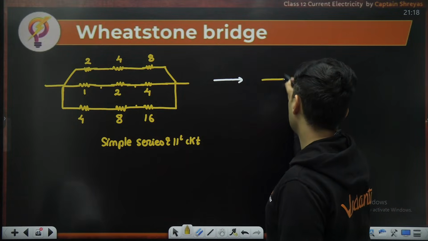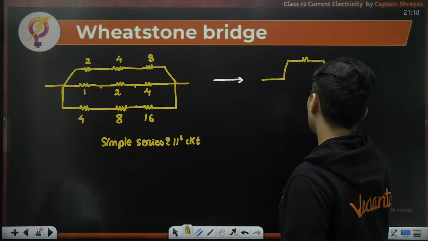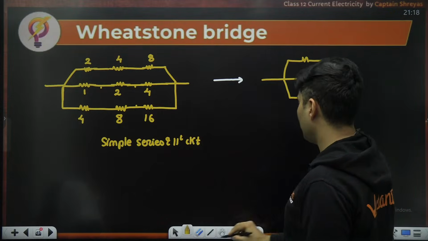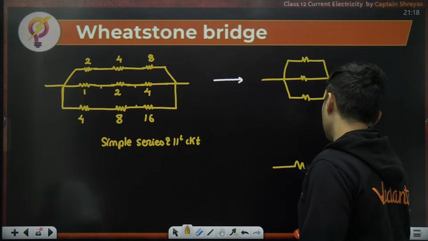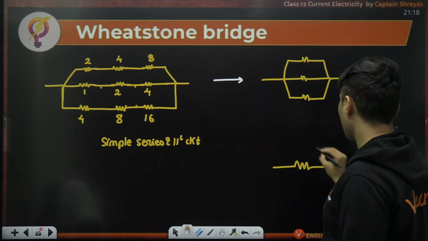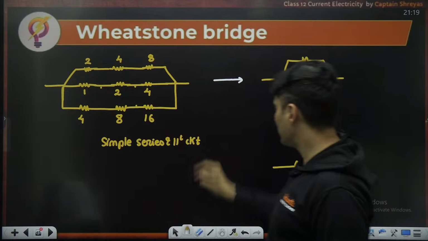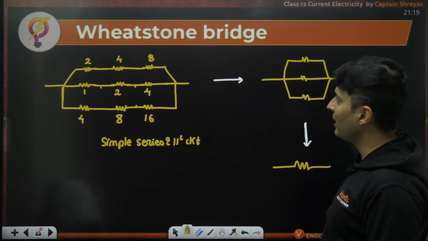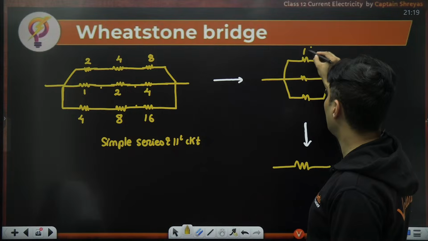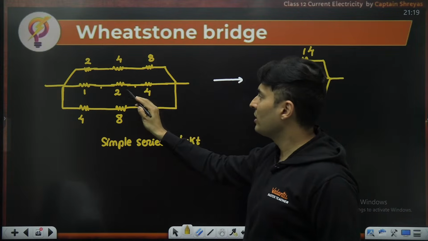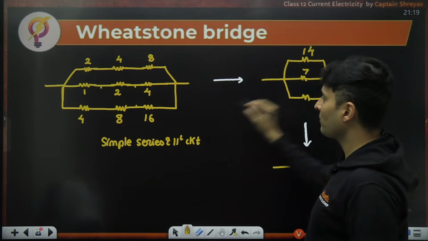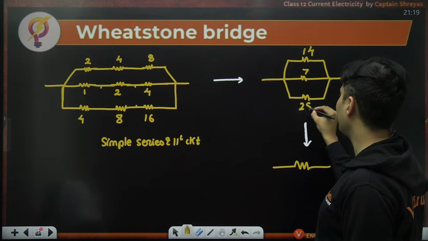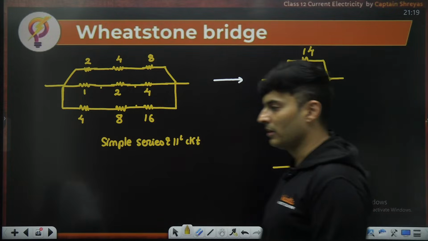Maybe you can just say there is one resistor here, one resistor here, and then one resistor here. And then finally, it will be just a single resistance. Because as you can see over here, 2, 4, and 8 all are in series. So 8 plus 2, 10, 10 plus 4, 14. 1 plus 2, 3, 3 plus 4 is 7, and 4, 8, and 16. 16 plus 4, 20, 20 plus 8, 28. Now this can be easily solved.